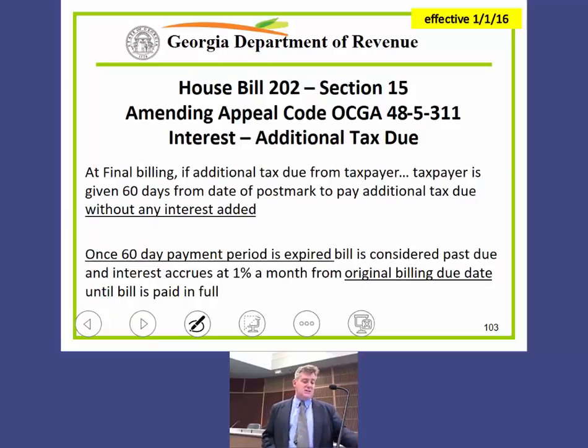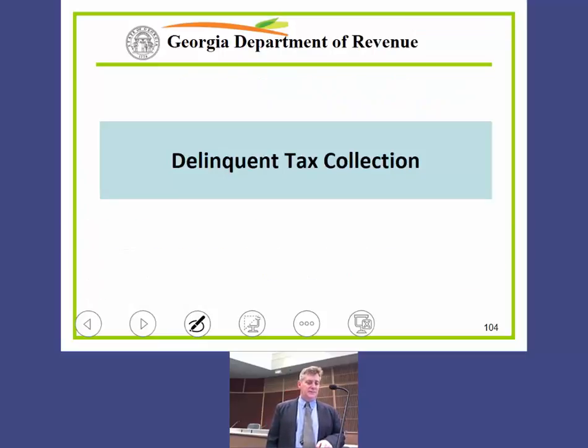And another change, that's a good change, brought out in House Bill 202 is if at the conclusion of an appeal a taxpayer owes additional tax money, the taxpayer is given 60 days to pay the final tax bill before any interest can be added to the account. If the taxpayer doesn't pay within 60 days of the date of the postmark of the final tax bill, then interest is added from the original billing due date or the original tax digest due date. So that's simple enough, straightforward.